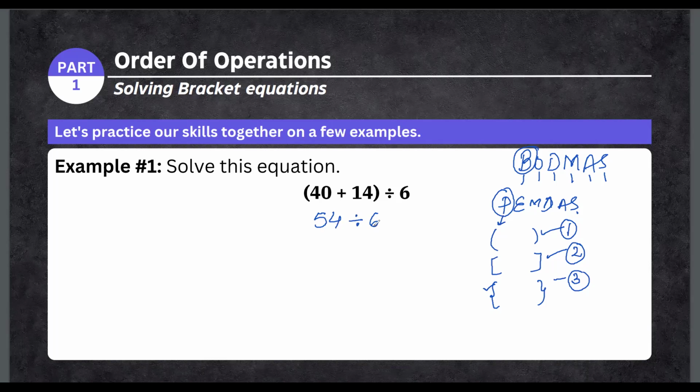Now, in the times table of 6, when will you get 54? So 6 times 9 is 54. So 9 is my answer. I hope you understood this question. Now let's move ahead to the next question.